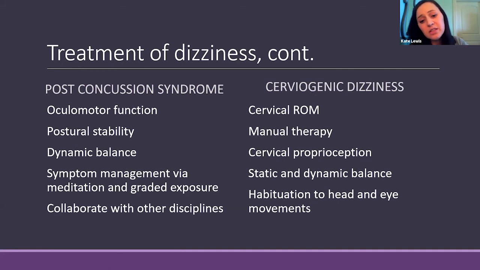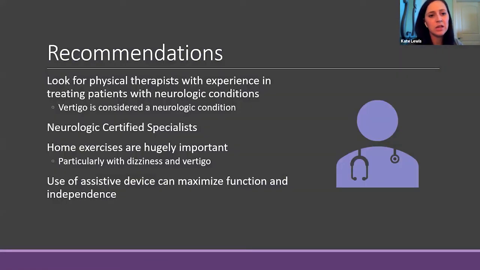And then cervicogenic dizziness, that's going to look a lot like traditional physical therapy, in that we're working on your neck range of motion. We may do manual therapy to improve that. We're going to improve your neck strength and proprioception, and work on your balance and habituation to head and eye movements. So if you find that you are dizzy, first make sure to rule out anything really sinister, like a TIA or stroke, or if it's really severe, labyrinthitis or a neuritis.